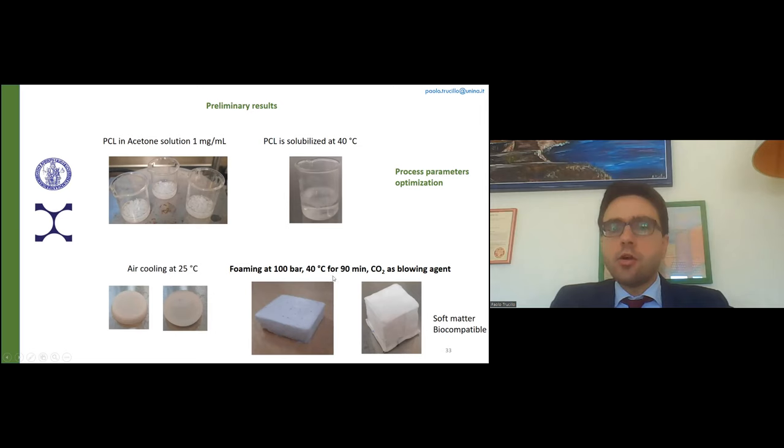And depending on the kind of geometry that we fixed, of course, we may have this kind of structure. So from a round cylinder to this parallelepiped or to this cubic structure. And this is a passage from hard to soft matter that, of course, can contain some drugs.